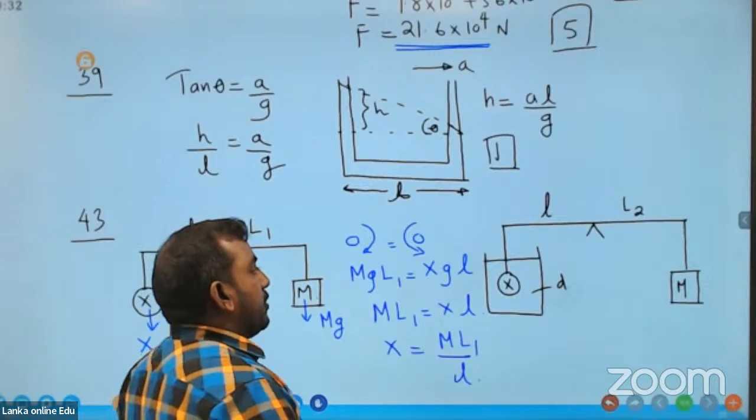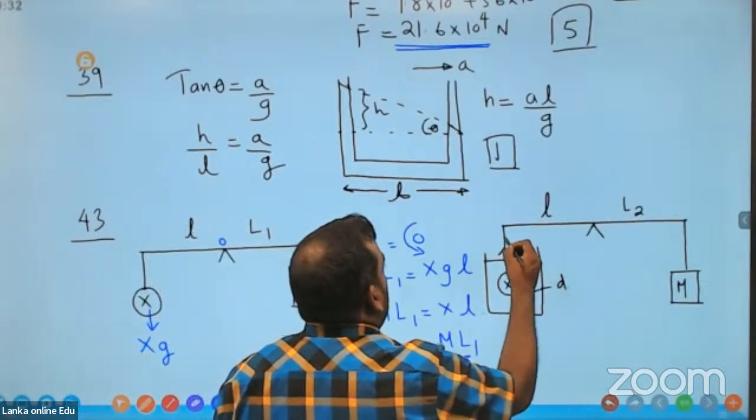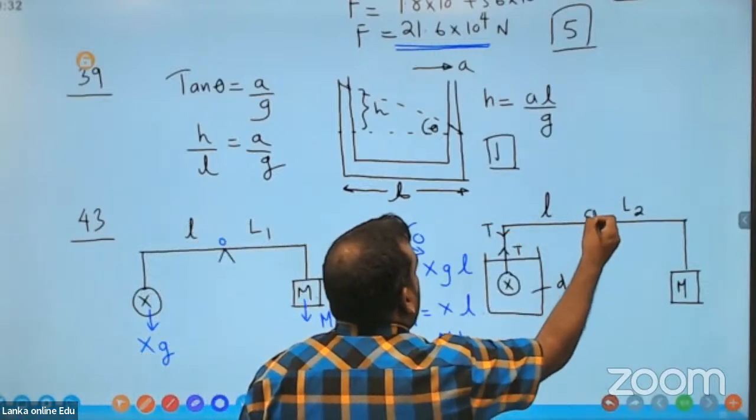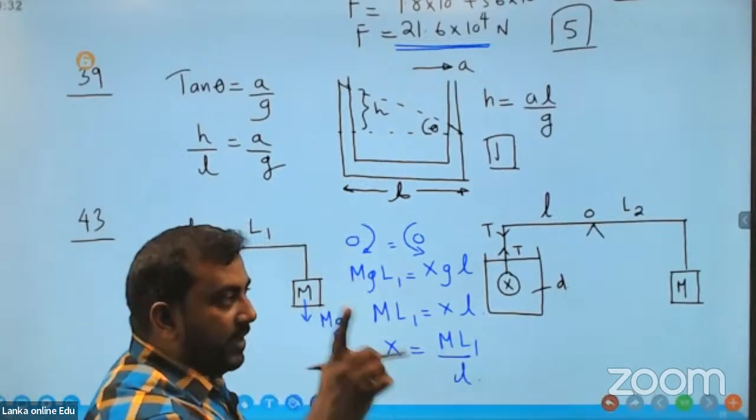Now tell me, what are you balancing here? You're balancing the tension. What is tension? Tension is the apparent weight. Apparent weight of the object in water.